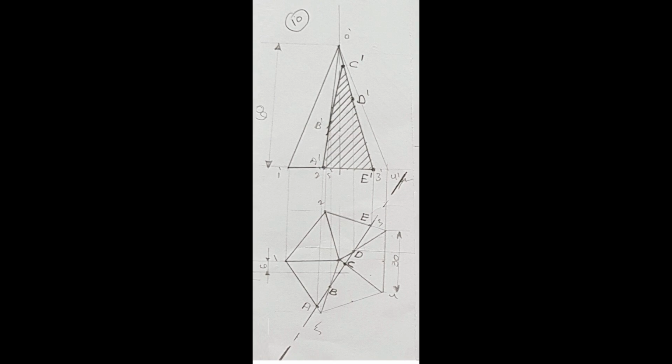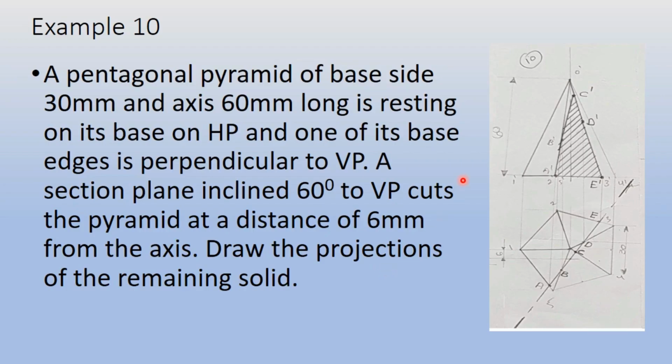Observe the hatching lines inside those points which we obtained. So this is the final solution of example number 10, a pentagonal pyramid directly standing on the HP with its base, and when it is cut by a section plane which is inclined to VP, you will find something like this. This is the section plane which is now inclined here, and you will get the sectional portion here, and I have not darkened this portion as I have told earlier also, because this portion has been removed. All this portion has been removed.